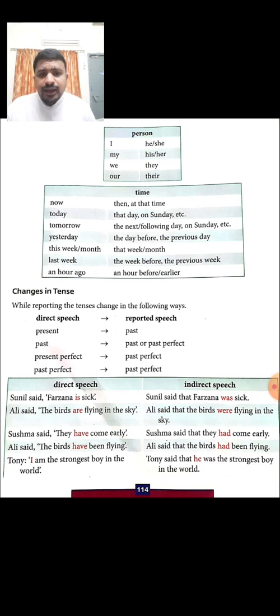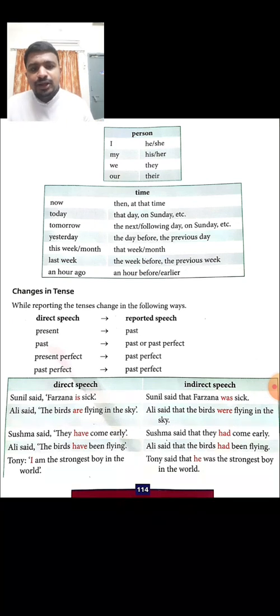And let us see the change in tense, and let us finish up today's class. While reporting, the tenses change in the following ways. The direct speech is on one side, and the reported speech or indirect speech is on the other side. Whatever is used in the present will be changed into past, past to past perfect, present perfect to past perfect, and past perfect to past perfect. That means there will not be any change in the past perfect.